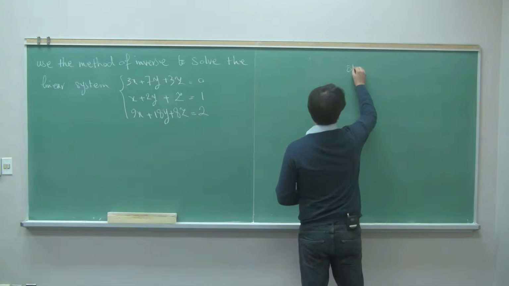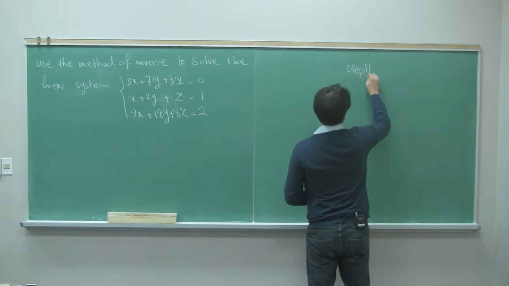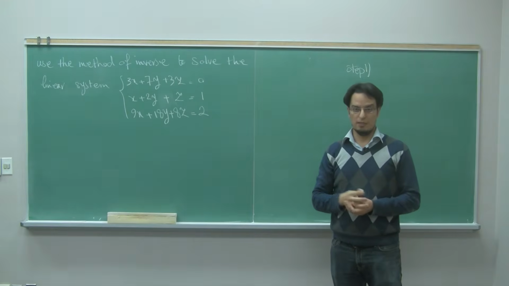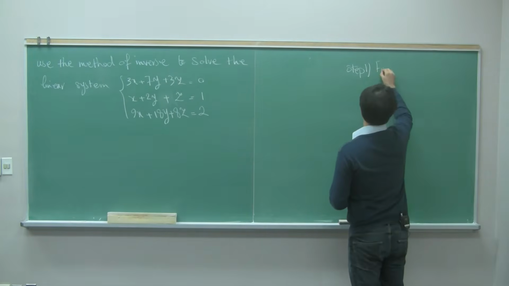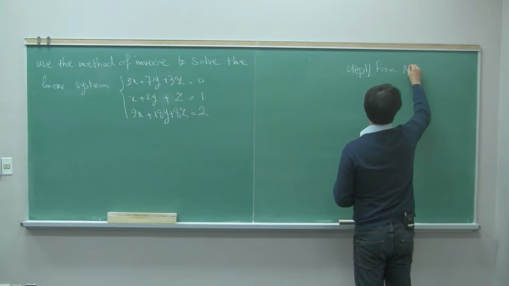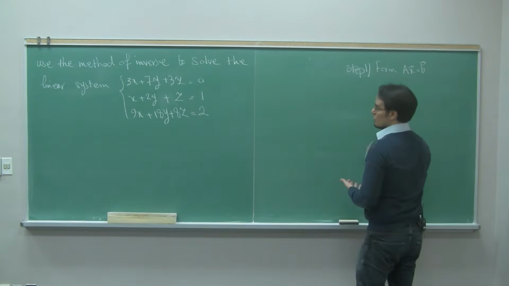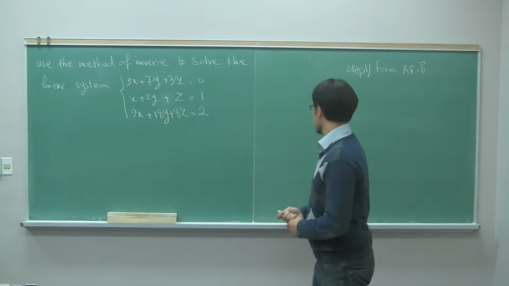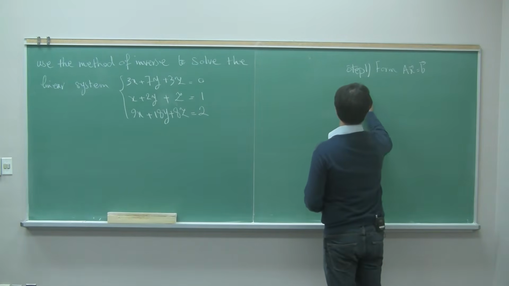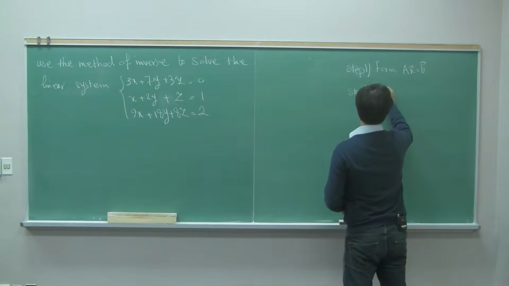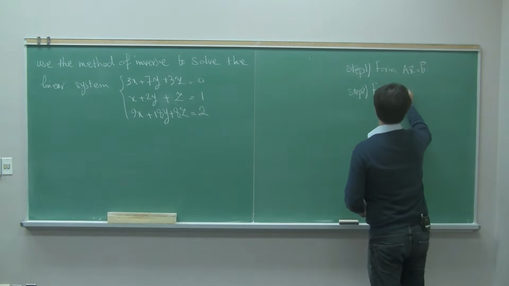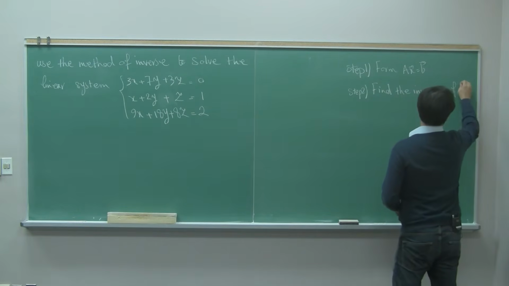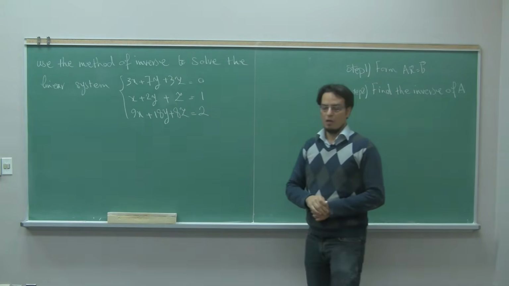First step is that you form the matrix form of the system, so form AX = B. In other words, find the coefficient matrix and find the right-hand side matrix. Then step 2 is find the inverse of the coefficient matrix A.